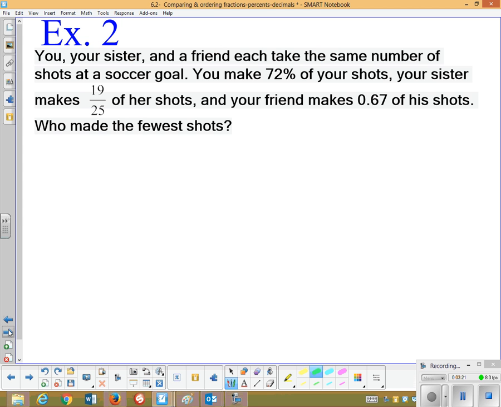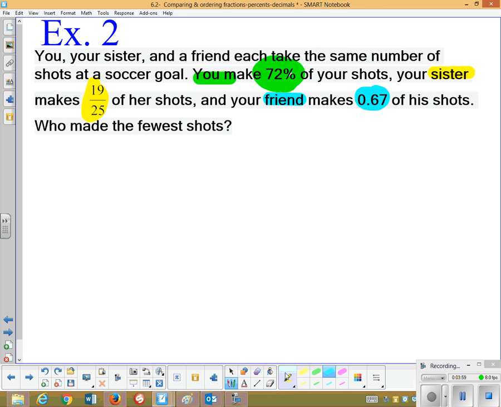All right, moving along to example number 2. In example number 2, you're talking about you, your sister, and a friend, each taking the same amount of shots at a soccer goal. We want to know what is the percentage for each person. It says you make 72, your sister makes 19 out of 25 shots, but your friend makes 60 or 0.67 shots. If I want to know who made the fewest shots, I'm comparing the percentages, or I'm comparing the amount.